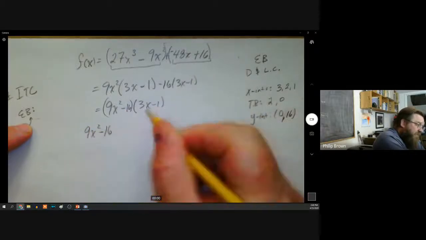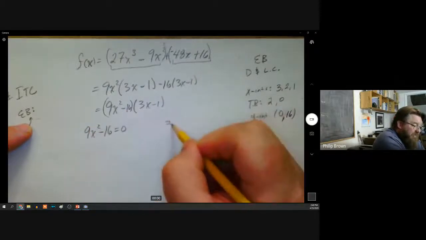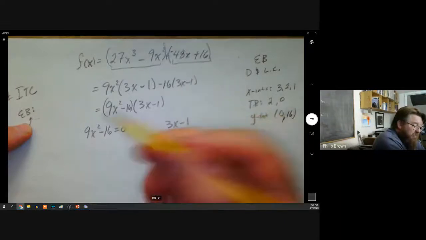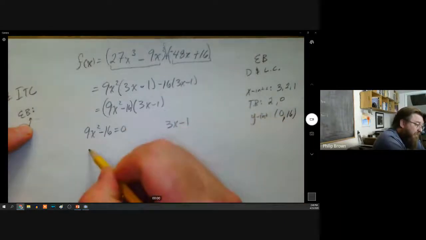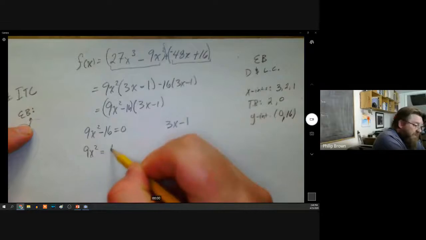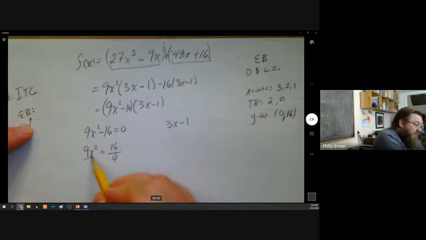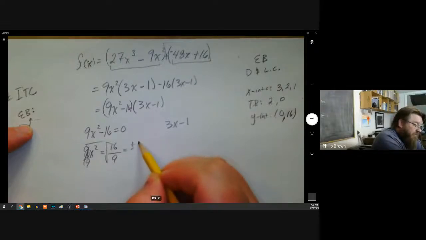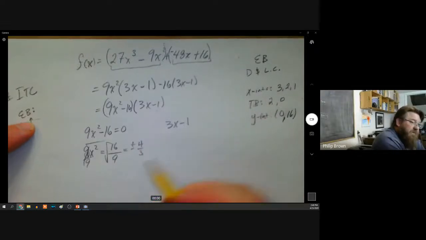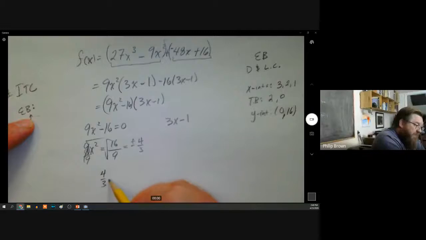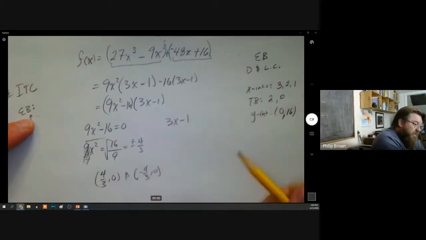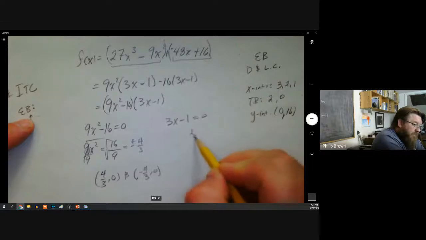We got it down to a quadratic. If it's a quadratic, we can solve it. And this one, with just one x, we can actually use inverse operations. So we can add 16 to both sides, and then divide both sides by 9, right? And then when you take the square root, you're going to get plus or minus 4 over 3. So you have 2 x-intercepts from that, 4/3 and negative 4/3. And here, 1/3.